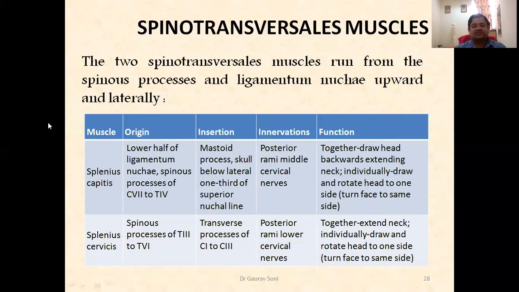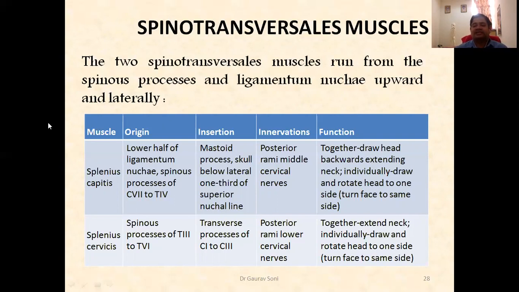Then splenius cervicis: they start from the spinous process of T3 to T6 and get inserted on the transverse processes of C1 to C3. Remember, these are transverse processes. Transverse process means like this. These ones are the transverse processes. This is the spinous process, and this is the anatomical position. This is the anterior side. This is the posterior side. Transverse process, spinous process. Innervation is posterior rami of cervical nerves only.